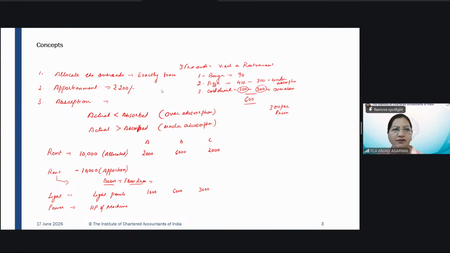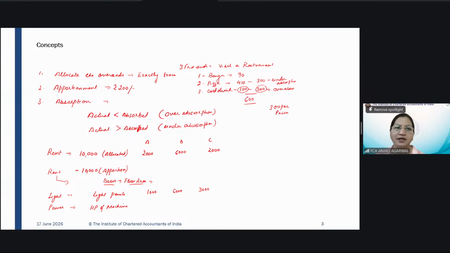So how do we treat the overheads? Overheads can be allocated, apportioned, or absorbed. If they are allocated, then you will have to know exactly how much is to be charged to which department. If they are to be apportioned, you will have to find a reasonable basis, and on that basis, you will have to distribute the overheads amongst various departments. And absorption we'll talk about a little later.